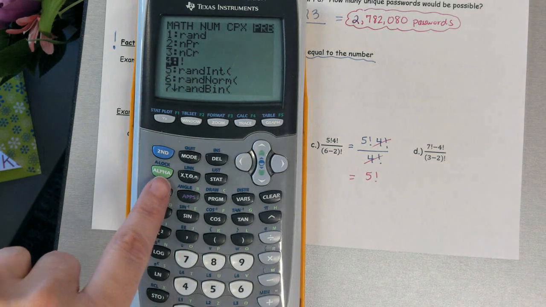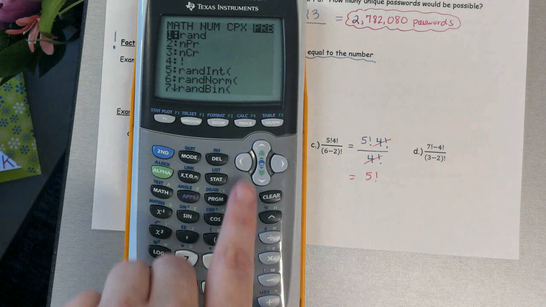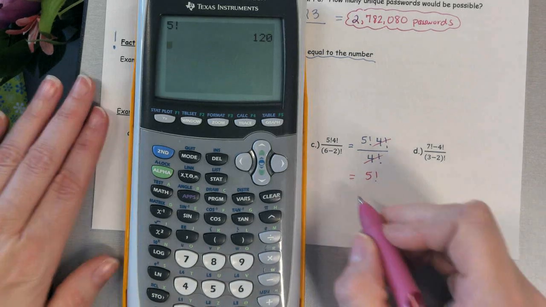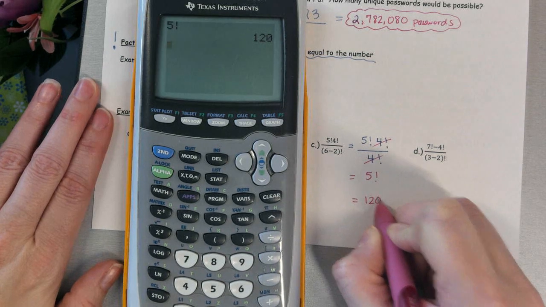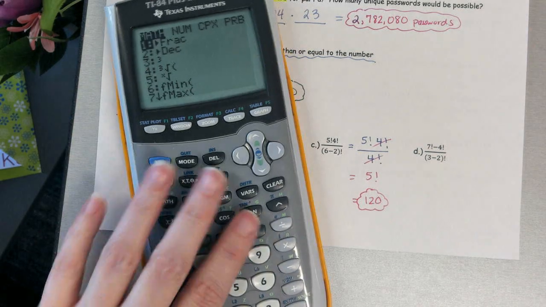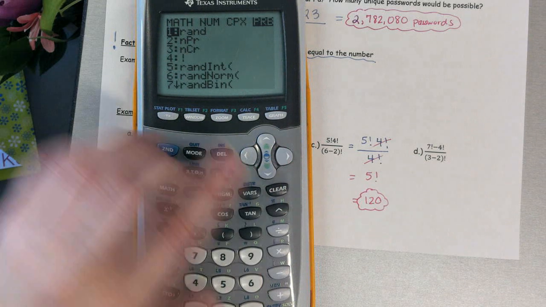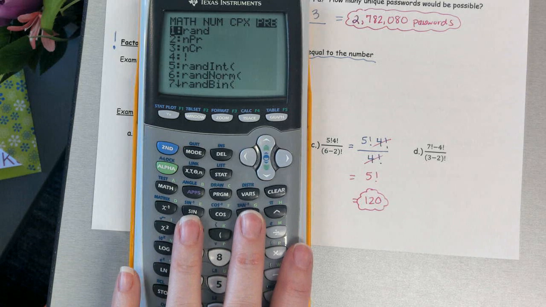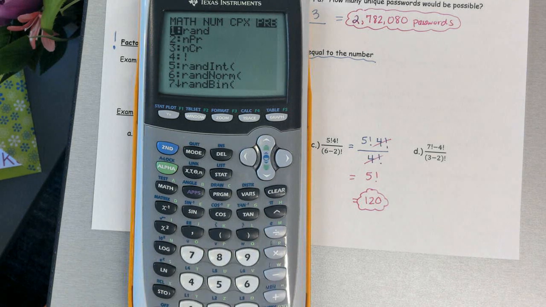Okay, so you go to math, arrow over to probability. Oh, this is a factorial function. Oh, it's the exclamation point, yeah. Okay, so math, arrow over, and then here. Just press the math button. So go ahead and do B.